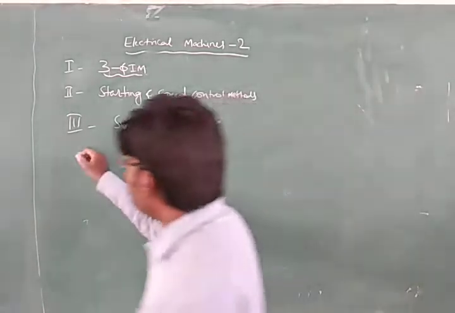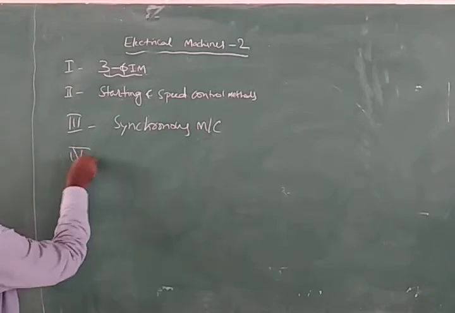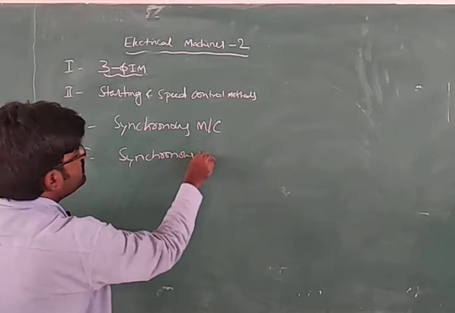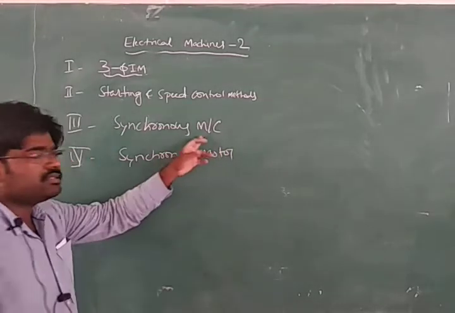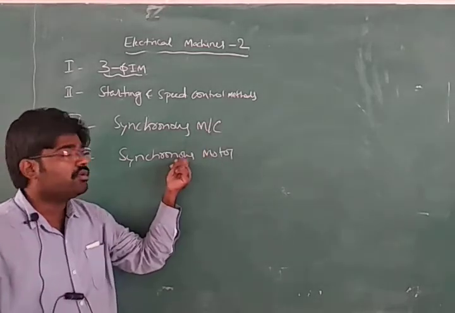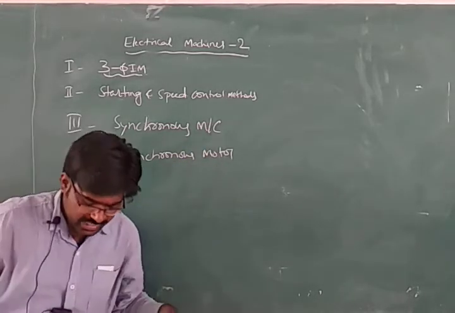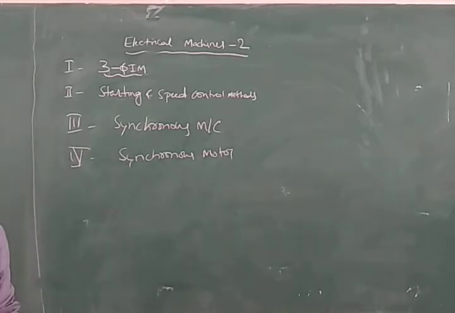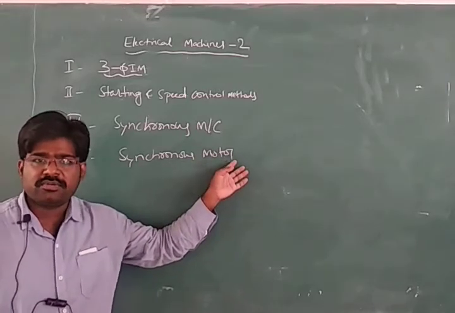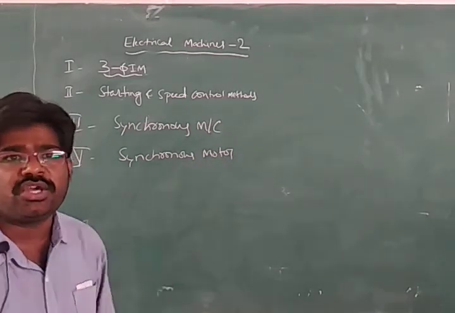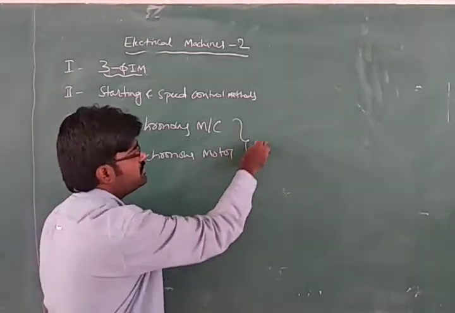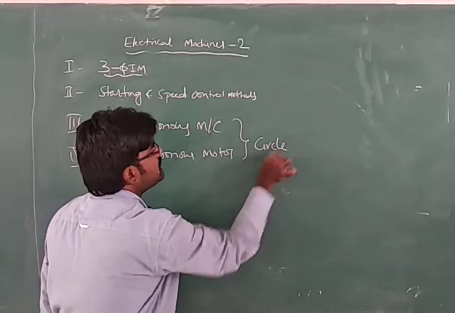Then in the fourth unit we will be studying synchronous motors. In the third unit we study all about the generator part only, synchronous generators. In the fourth unit we will be studying the next classification of synchronous machines, that is the synchronous motor. What is its torque equation, what are the types, what is the working principle, what is its construction? Then one important part we will be studying in this complete synchronous machines topic is the circle diagram. How to draw the circle diagram?